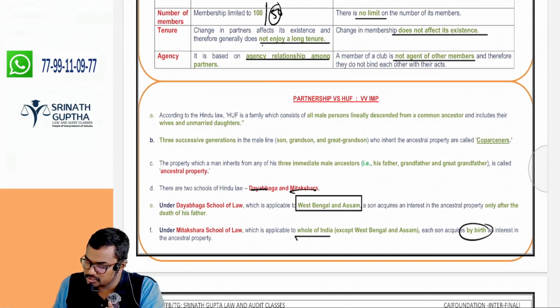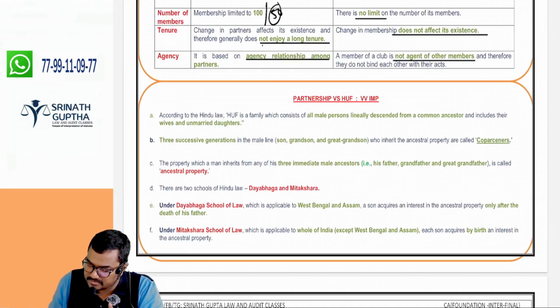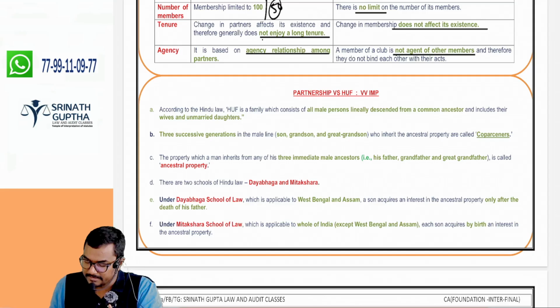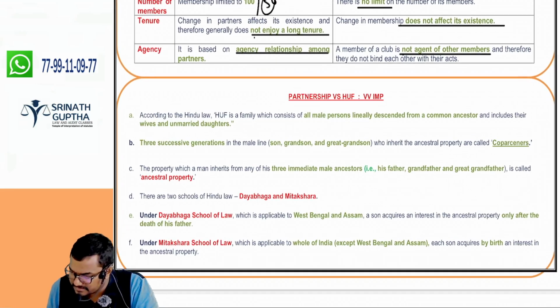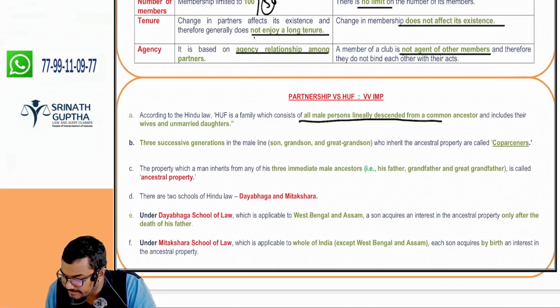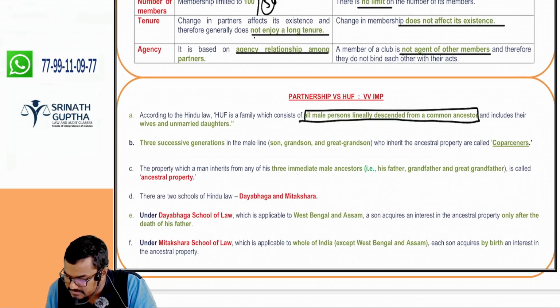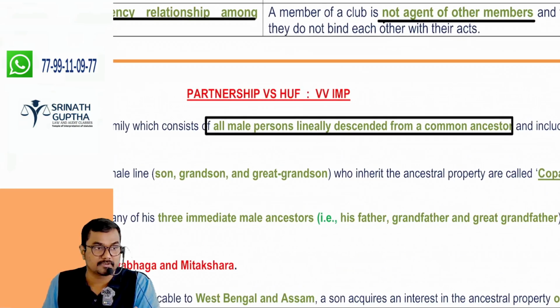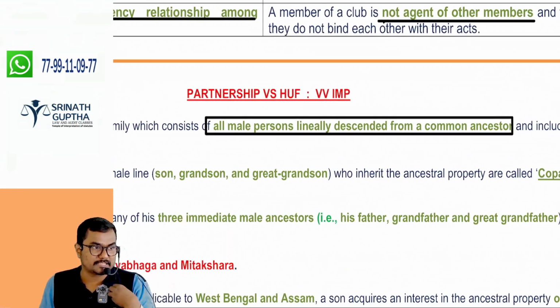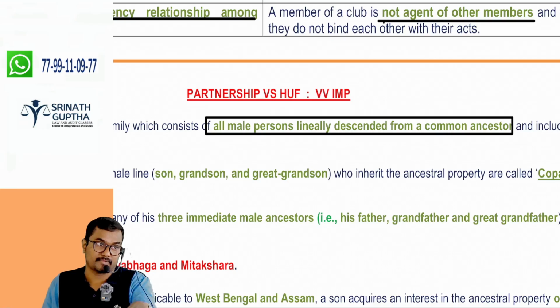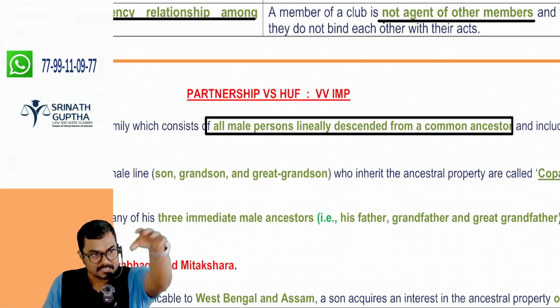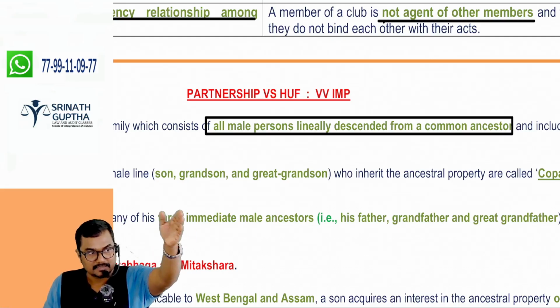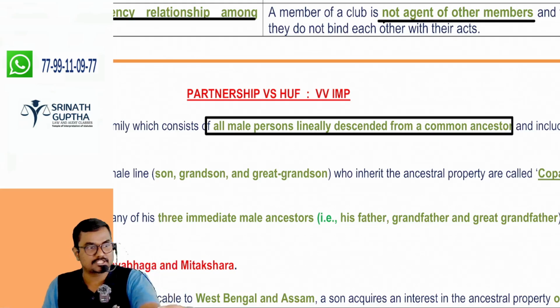Next one is the HUF versus partnership. HUF means Hindu Undivided Family. It consists of all male persons linearly descended from a common ancestor. Here only males are part of the HUF. Females will become part of their husband's family. My wife is a member of my family, but my daughter is not part of my family. My daughter will marry and change her surname. She will go to her family, which means my daughter, her husband, her children.